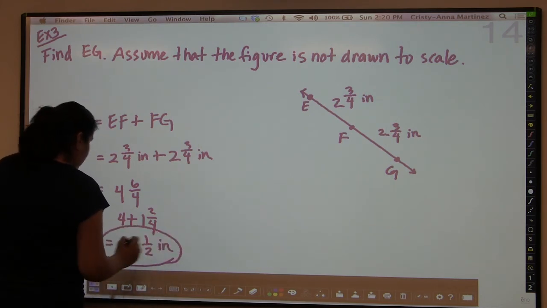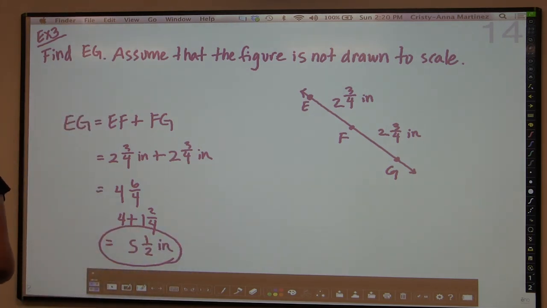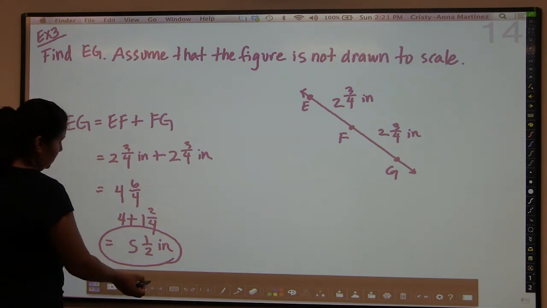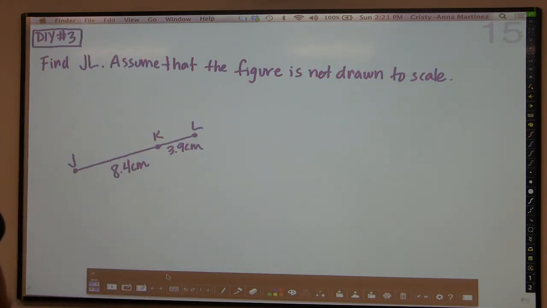So there's my answer: 5 1/2 inches for EG. Basically I can add the 2 parts and it equals the whole, which is what we were just talking about in the last definition. All right, so now you can try this one on your own, again using addition to find the distance of JL, the length of JL.